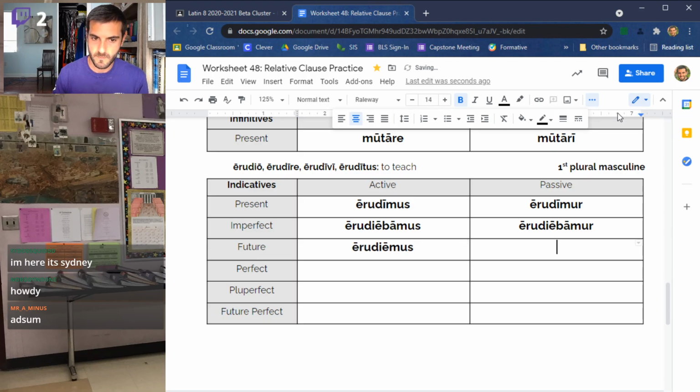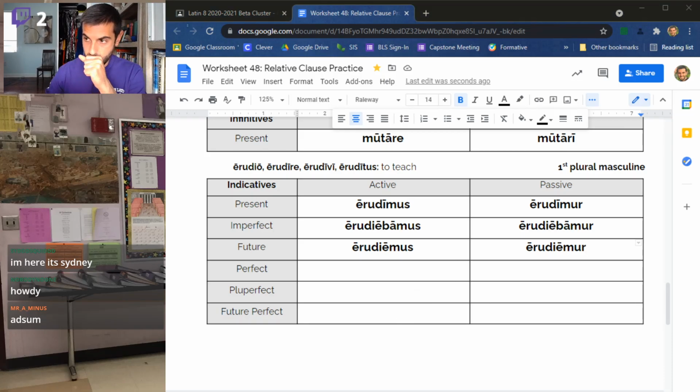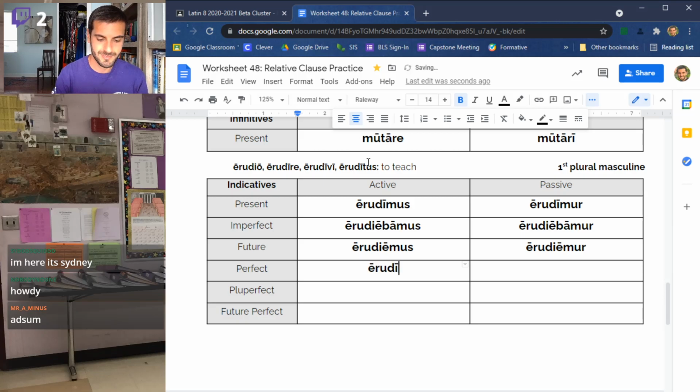Erudiemus and erudiemor. Okay. Perfect active. We use the third principal part. So erudivimus, erudiveramus, erudiverimus.